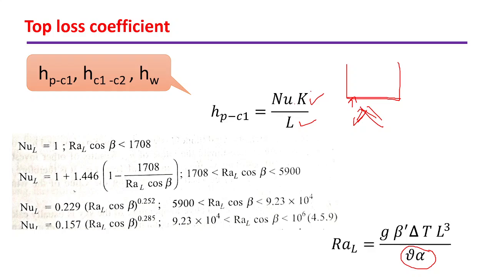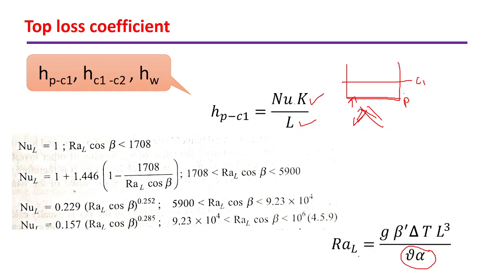For what temperature will you find k? We have to note down the mean temperature between the absorber plate and C1. Now there is one more glitch: C1 is not given. Then how will you find the mean temperature? If you have the value, you will be able to find the values for the viscosity and the alpha also from the table. I will show you how to find the mean temperature.